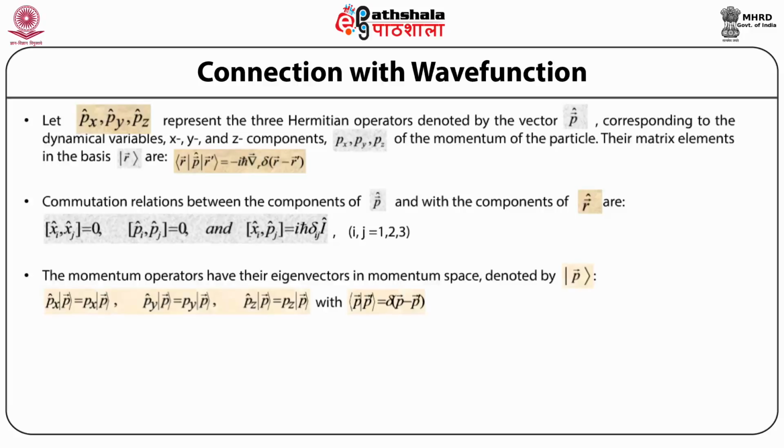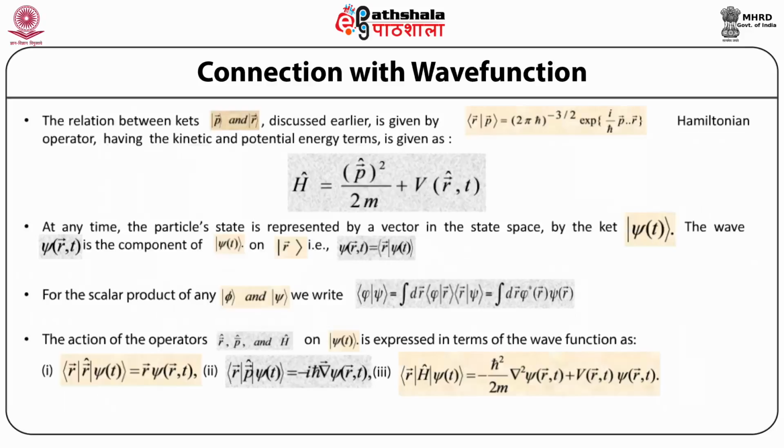And similarly for the z component, the operator pz acting on the ket vector p gives us the dynamical variable pz acting on the ket vector p, where again we have the normalization condition given by bra vector p ket vector p prime is equal to delta of vector p minus vector p prime, which is equal to 1 if vector p is equal to vector p prime and is equal to 0 if vector p is not equal to vector p prime. So it's a delta function that defines the normalization condition for the momentum operator also. In this manner, we can see that we have similar relations for the momentum operators as well as for the position operators. So we continue our discussion with the connection between the wave function and the operators.